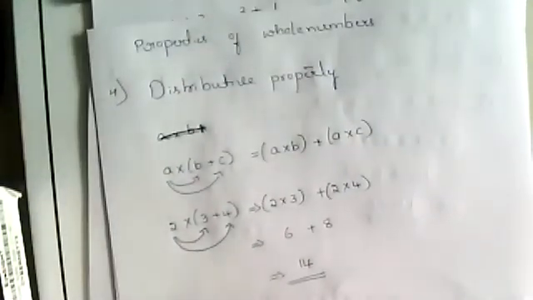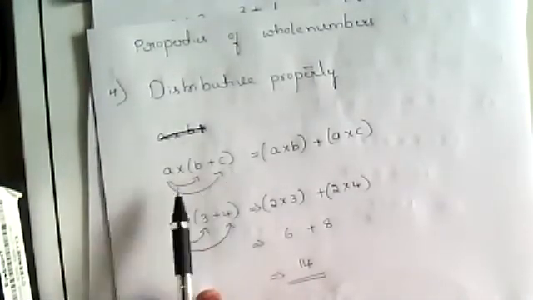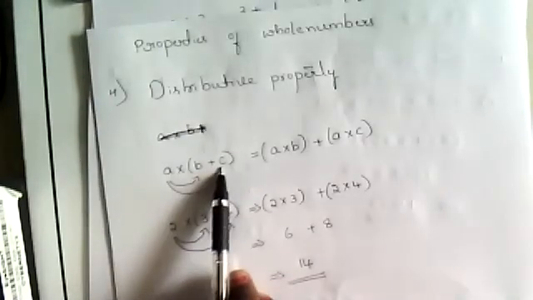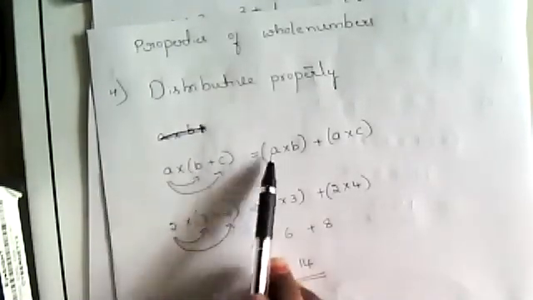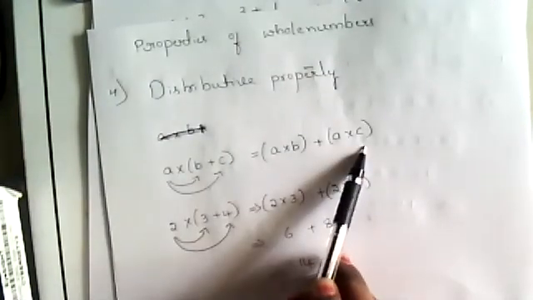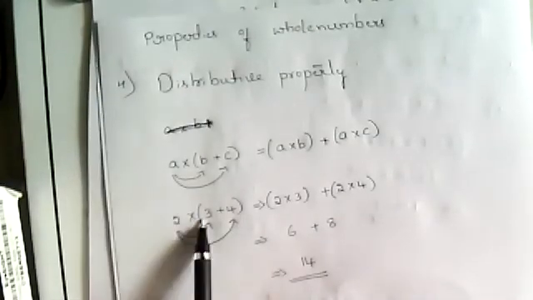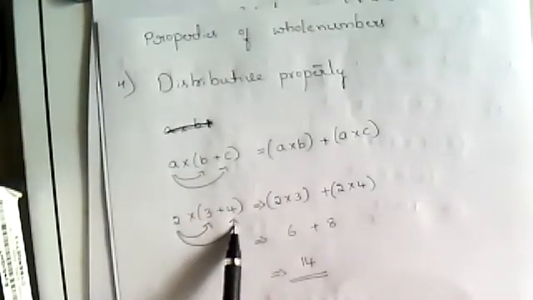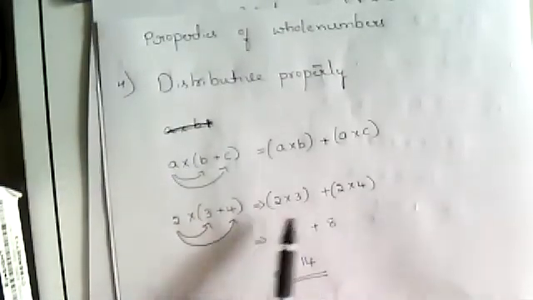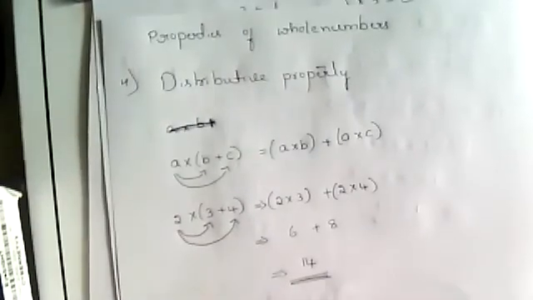Distributive property is very easy but there is a little bit of a twist. a into (b plus c) equals a into b plus a into c. See here, a into (b plus c), the general formula is a into b plus a into c. I have chosen a as 2, b as 3, c as 4. So 2 into 3, 2 into 4. 2 threes are 6, 2 fours are 8. Our answer is 14.